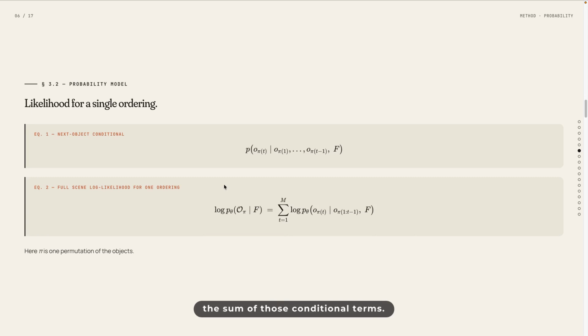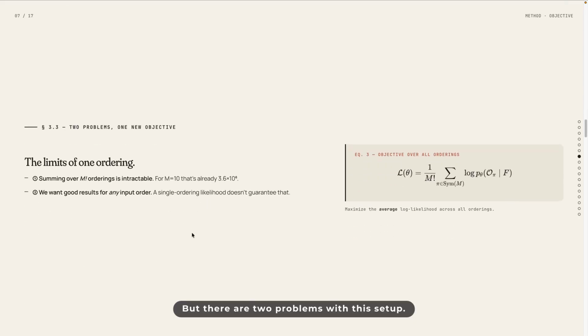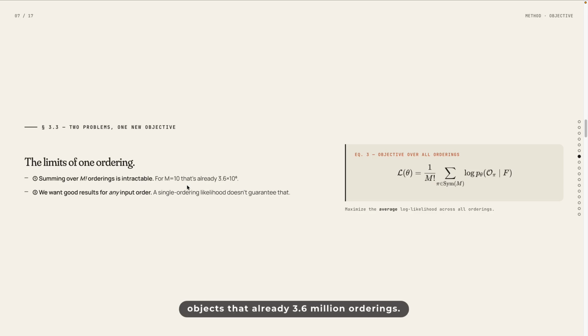Standard autoregressive decomposition so far, but there are two problems with this setup. First, the number of possible orderings is M factorial, completely intractable. With just 10 objects, that's already 3.6 million orderings.